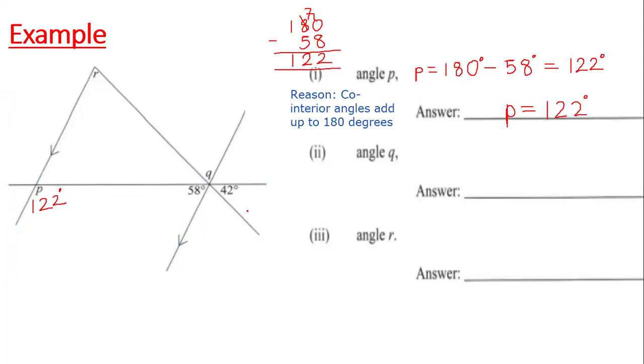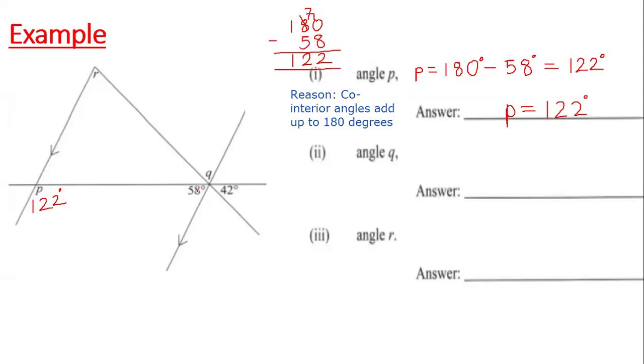58 and 42 are vertically opposite. So the two angles next to Q would equal 58 and 42. So 58 plus 42, and then 180 minus 100 would equal 80 degrees. Beautiful. That's what I get.